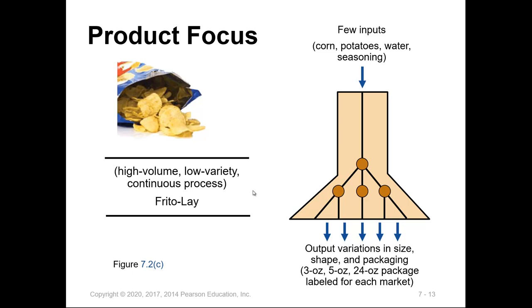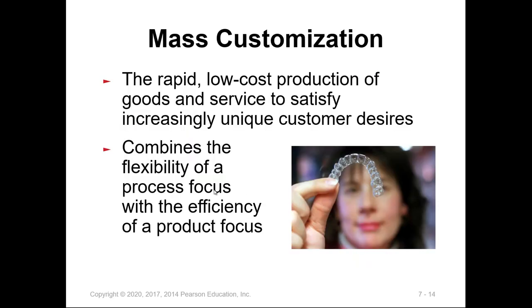The figure here represents a Frito-Lay plant with the focus around the product this time, which is the potatoes. There are a few inputs needed in addition to the potatoes, such as corn, water, and seasoning to create a variety of outputs in size, shape, and packaging.